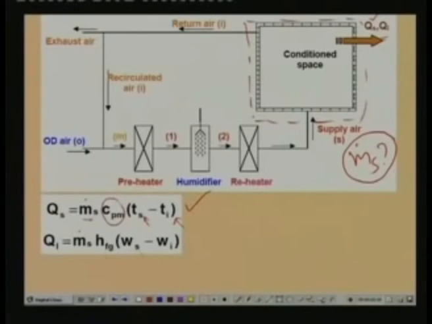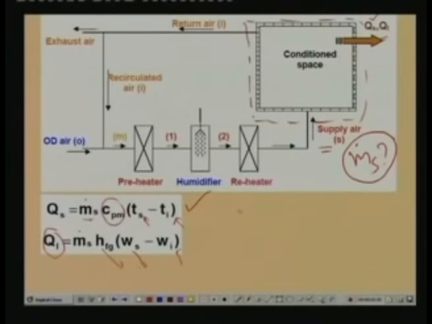And similarly for the latent heat, you can write the energy balance like this. Latent heat transfer rate QL is equal to m dot s into hfg, which is nothing but the latent heat of vaporization of water, multiplied by Ws minus Wi, where Ws is the humidity ratio of the supply air and Wi is the humidity ratio of the outlet air.